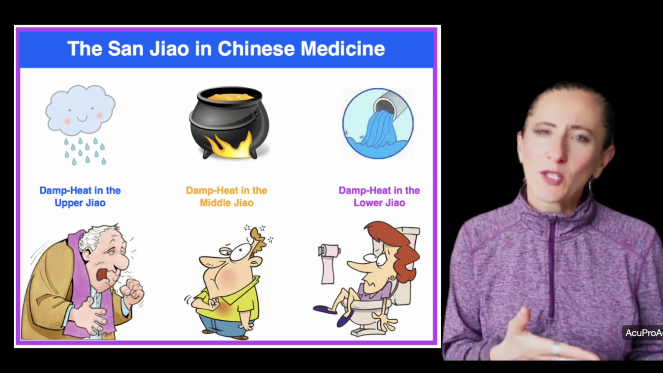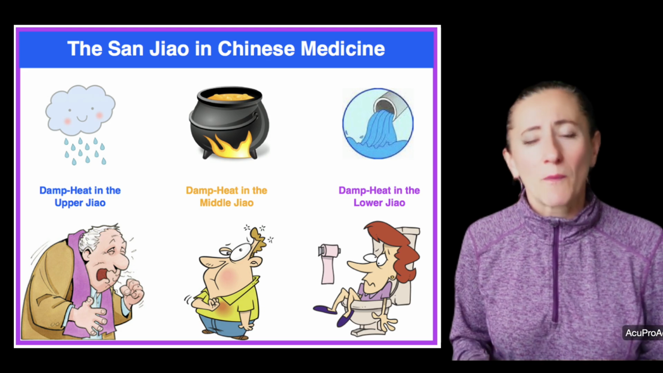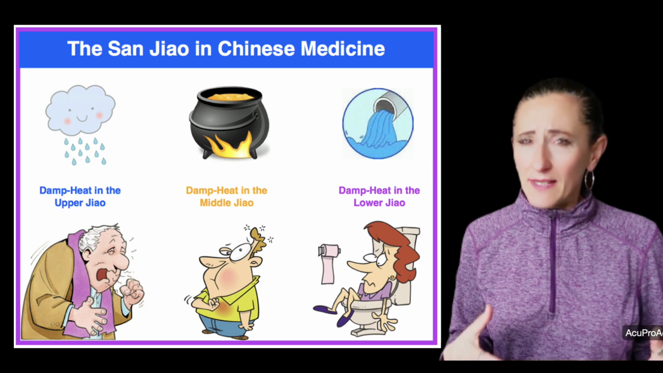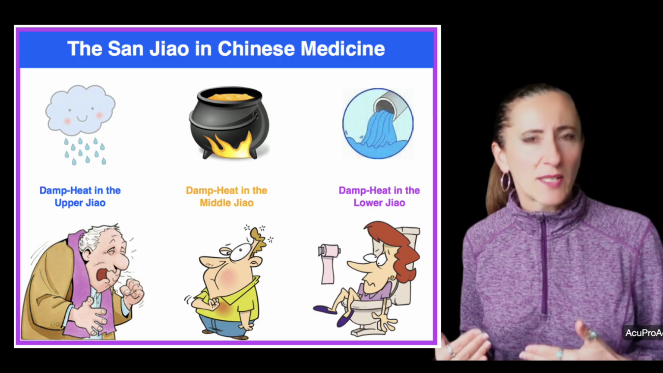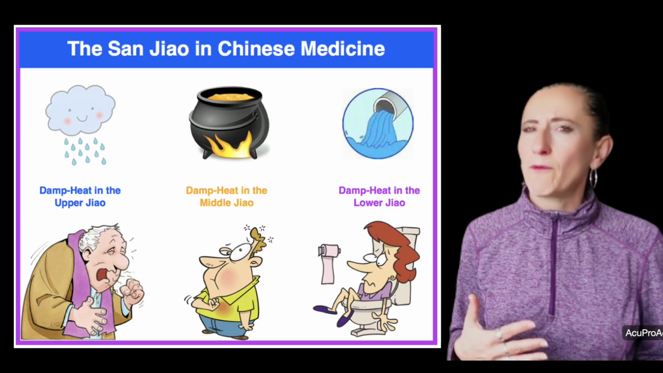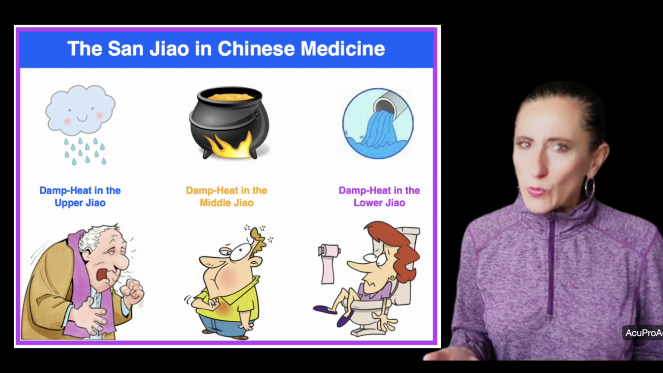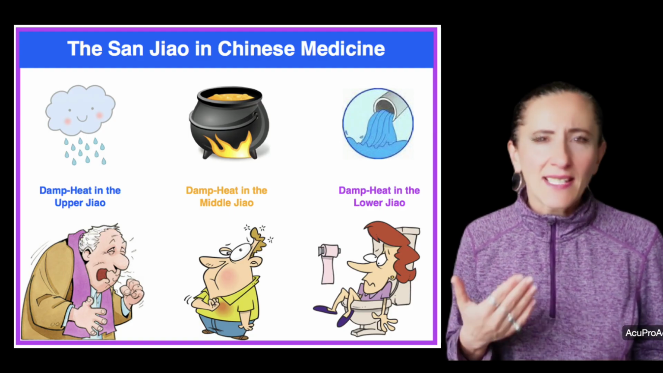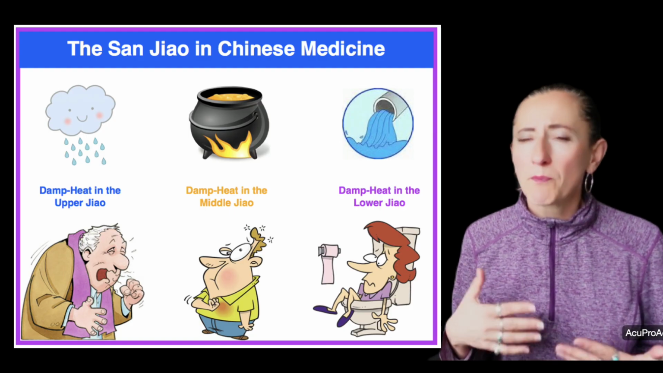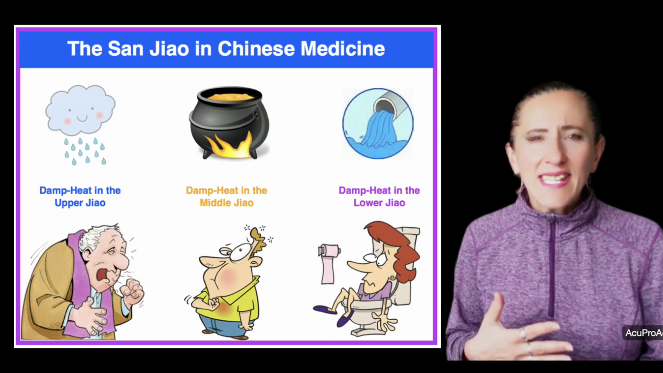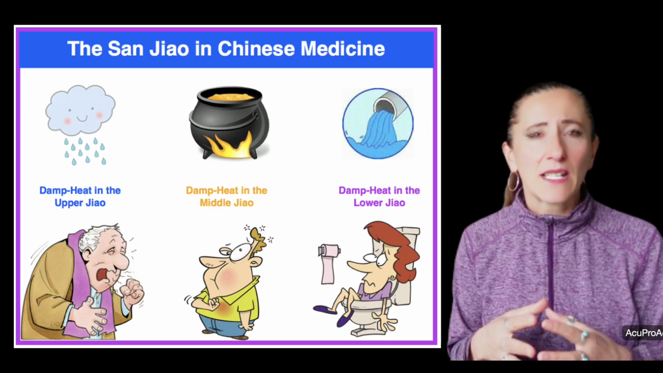That is also going to be yellow. That is heat, for example. In the middle jiao, we could have heat in the stomach and dampness in the spleen. So dampness in the spleen would have bloating, craving for sweet food, fatigue, and loose stools. And heat in the stomach would have acid reflux, bleeding gums, bad breath. So you could see how this damp heat can affect the middle jiao.